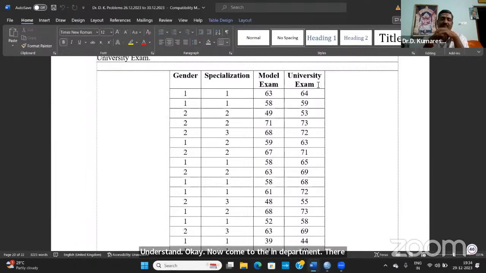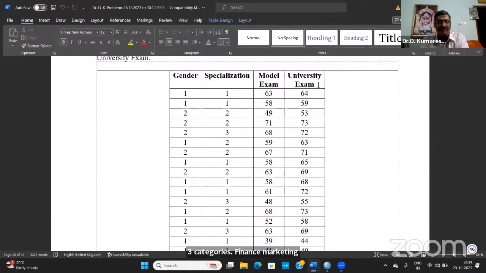Now come to the independent variables. There are two independent variables, gender and specialization. What is the condition for applying ANOVA? There must be at least 3 categories of at least one of the independent variables. Gender is divided into 2 categories, male and female. Specialization is divided into 3 categories, finance, marketing, and HR.